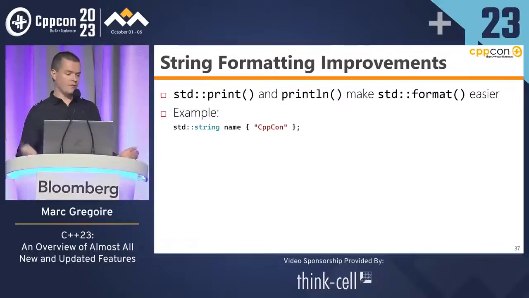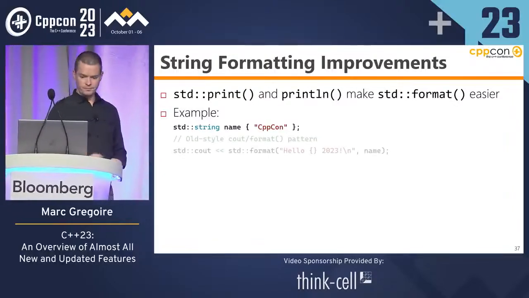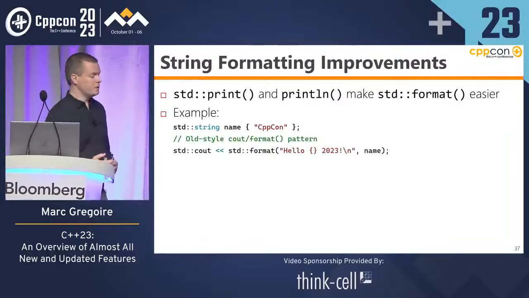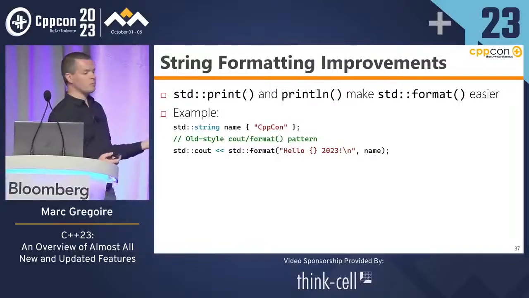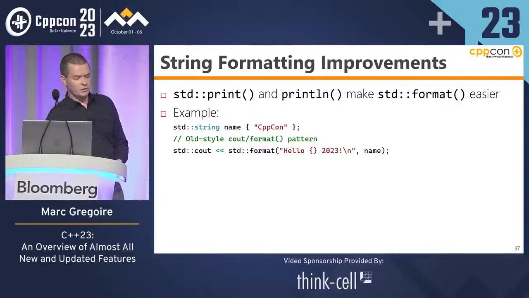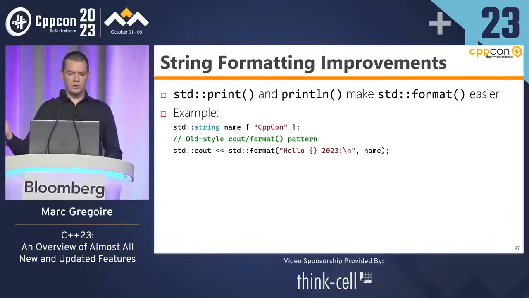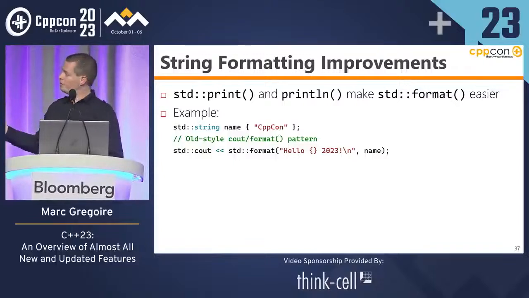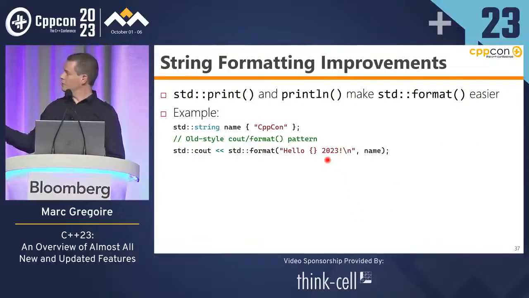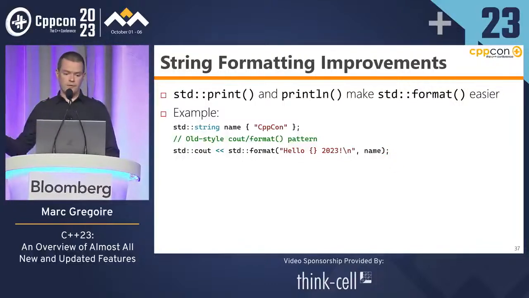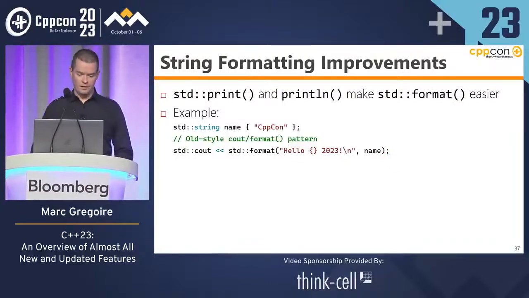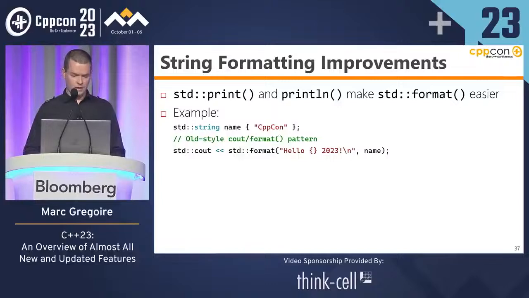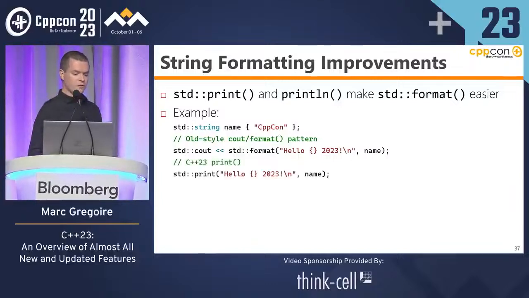And here's an example. So I have a string, cppcon. The C++20 way of writing this to the standard console is std::cout, std::format, and then you can have your string with replacement fields. So these curly braces, those are replacement fields, replaced by the arguments that you pass as second and further arguments.